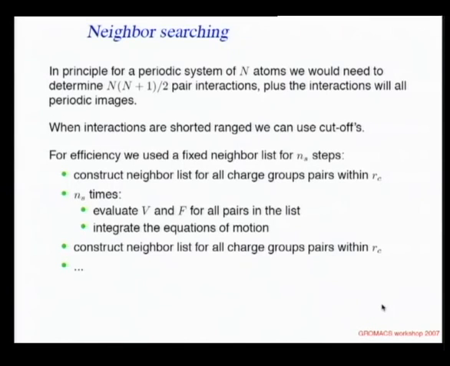The algorithm runs as follows: we construct a neighbor list for all charge groups within a cutoff radius. I'll show a bit more about charge groups later. Then n times we evaluate the potential and the forces for all these pairs that we have in the list, and we integrate the equations of motion. We do this n times while keeping this list fixed, and then we make a new list. That's because making the list is expensive, so you don't want to do that too often.